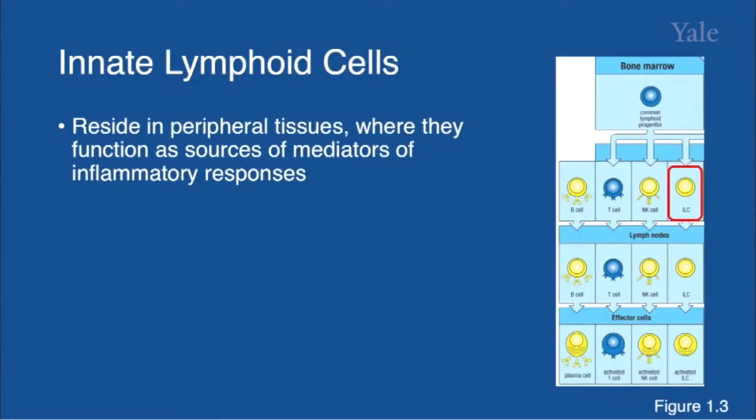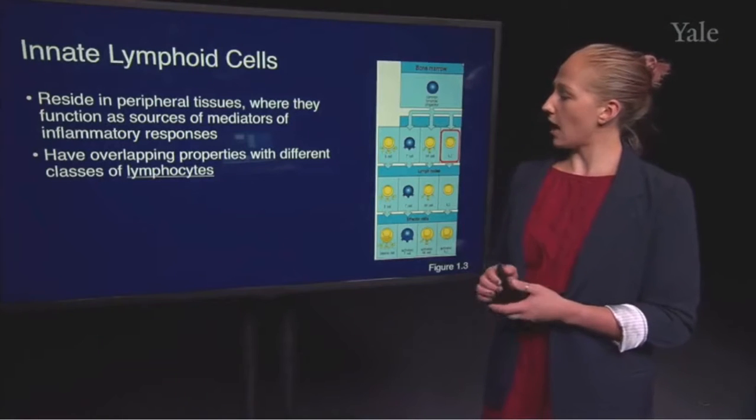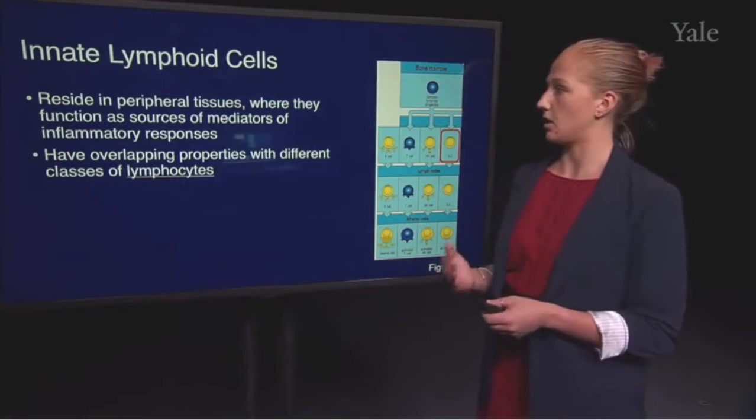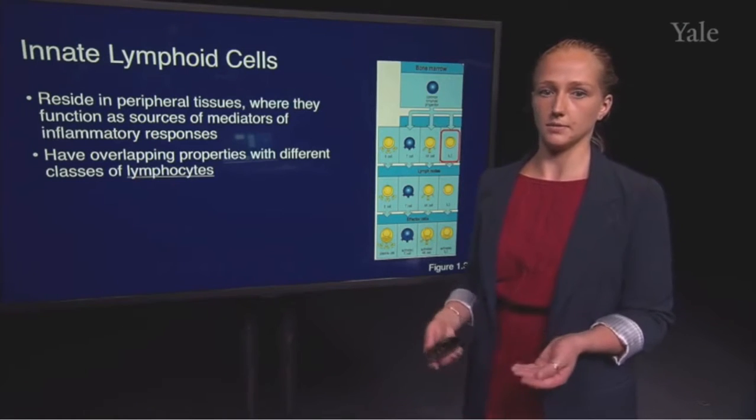So these ILCs reside in peripheral tissues where they function as sources of mediators of inflammatory responses. And they also have overlapping properties with different classes of lymphocytes. So these are a very newly described subset of cells, which are a very active area of current immunology research. And so we won't be going into their functions in too much detail today. So as you can tell, we've gone through NK cells and ILCs and all of our myeloid lineage cells, and these are cells that are components of the innate immune system.